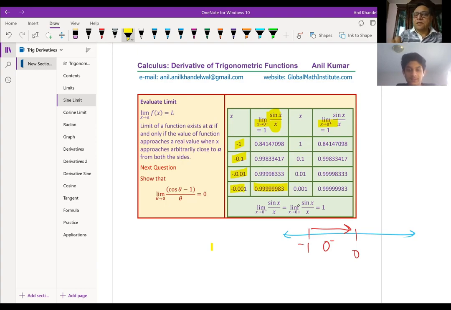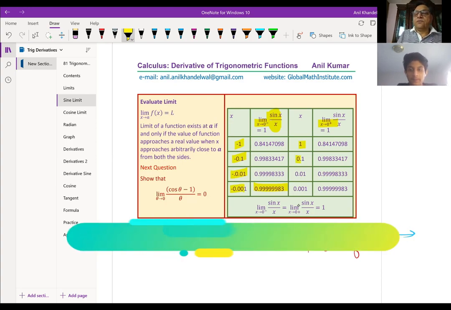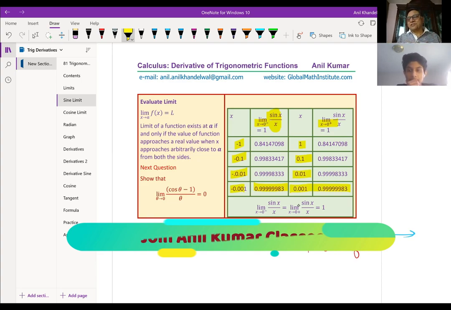Similarly, from the right-hand side, plug in 1 in this expression, sine x by x, all in radians. 0.1, 0.01, 0.001, you approach 1, right? Both sides approach 0.99999. So therefore, you could say that the limit exists and it is 1. So that is our basic limit which we are talking about. Now from here, we could also figure out that the limit of cos theta minus 1 over theta is actually equal to 0.